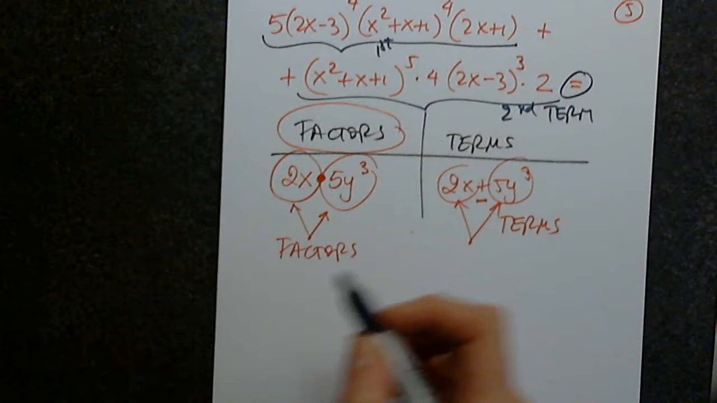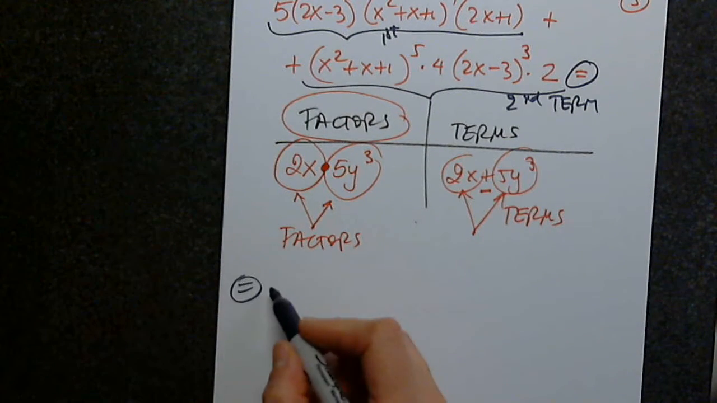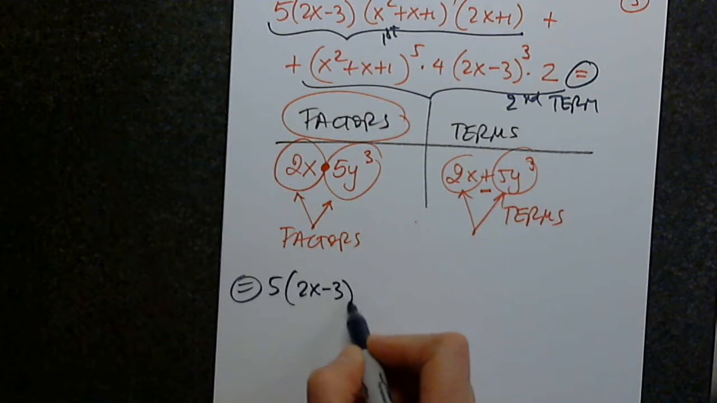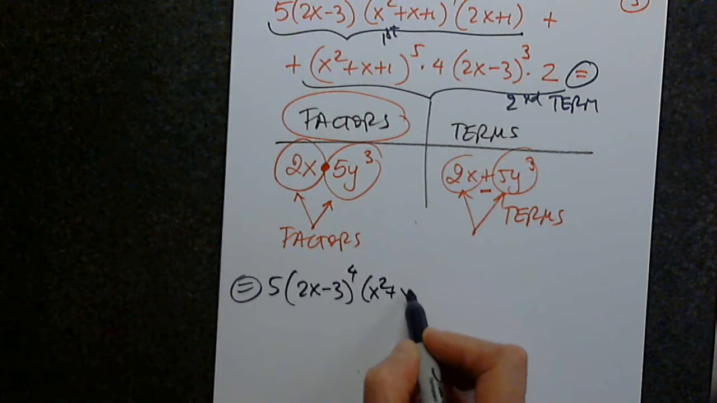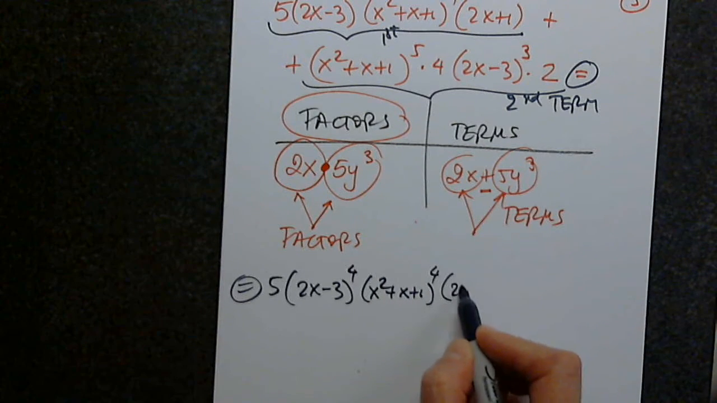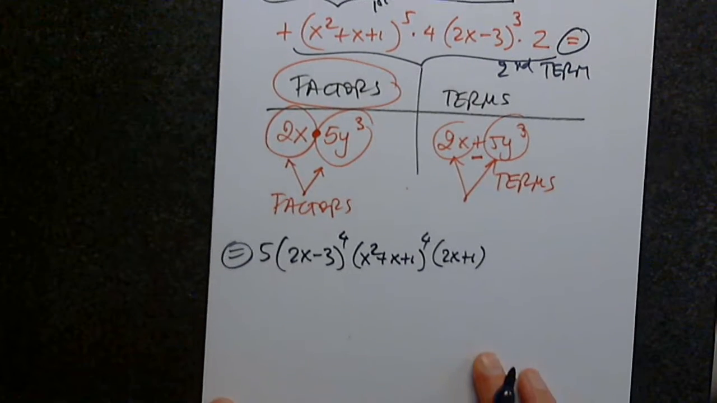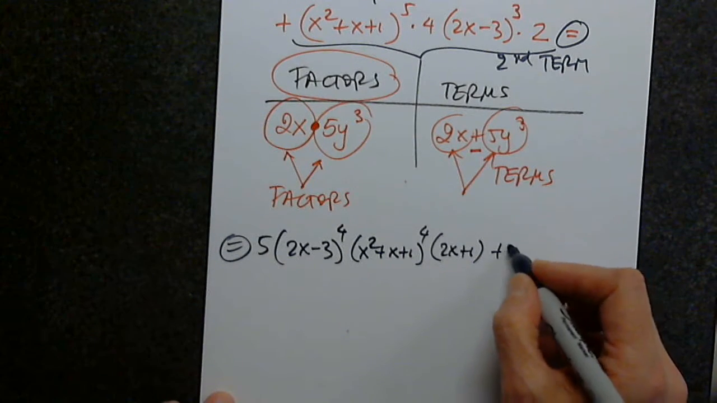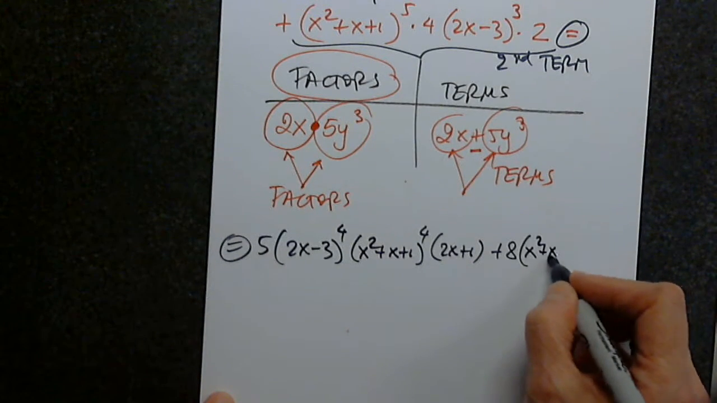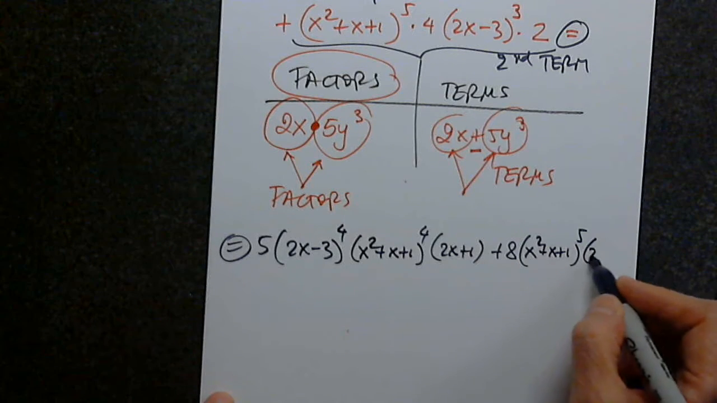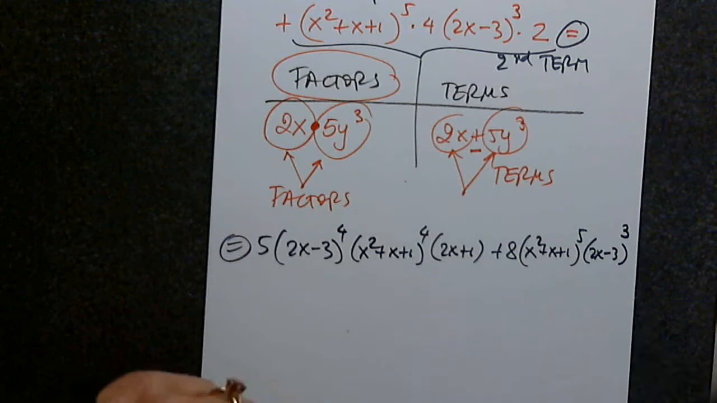So from here, I will rearrange. I will copy the first term as is, 5 times 2x minus 3 to the 4th, x squared plus x plus 1 to the 4th, and 2x plus 1. And I will continue with 8, x squared plus x plus 1 to the 5th, and 2x minus 3 cubed.